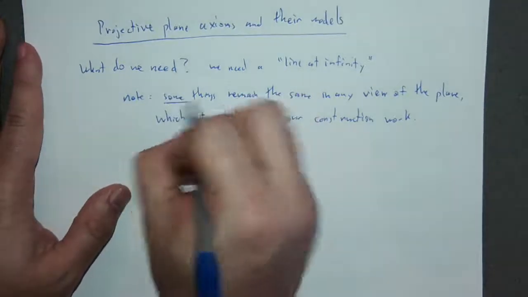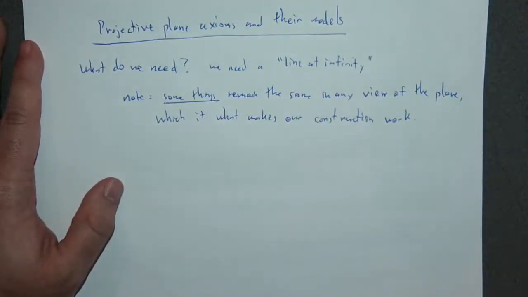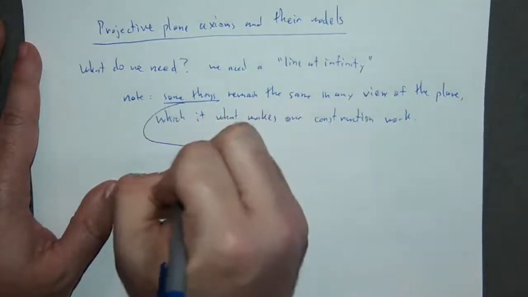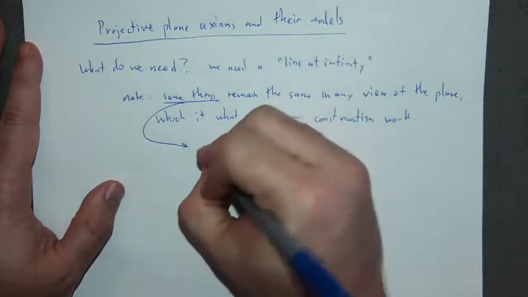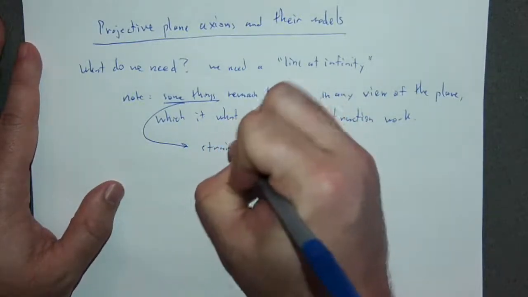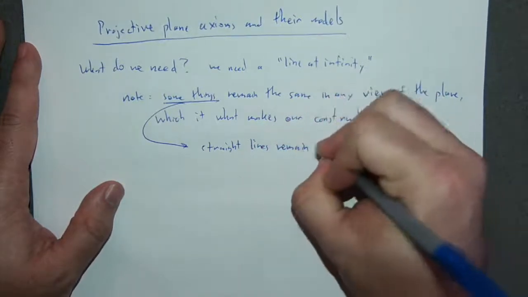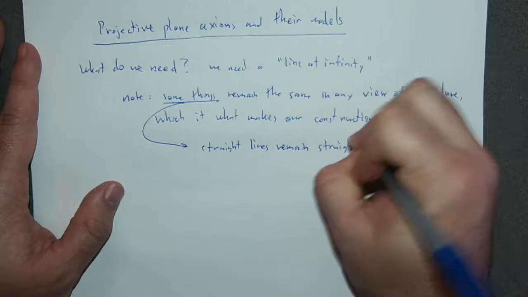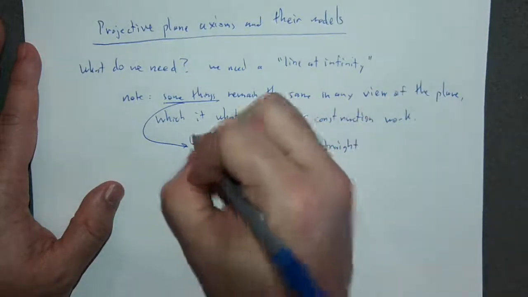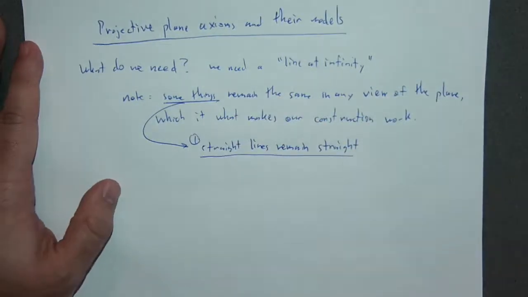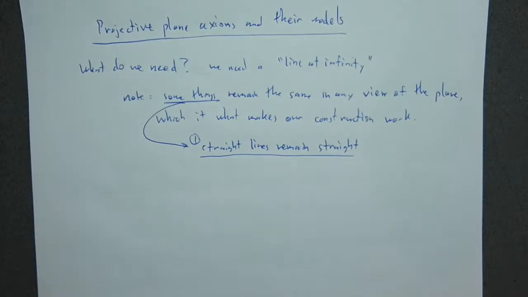What are these things? I say some things remain the same. What are those some things here? So straight lines remain straight. So that's one. It doesn't matter what perspective our eye is at here.